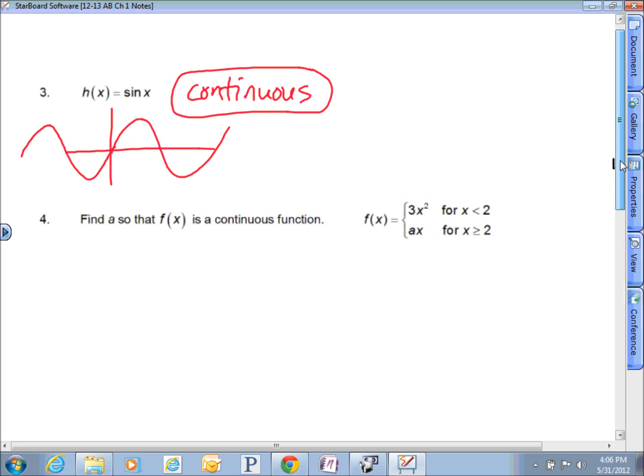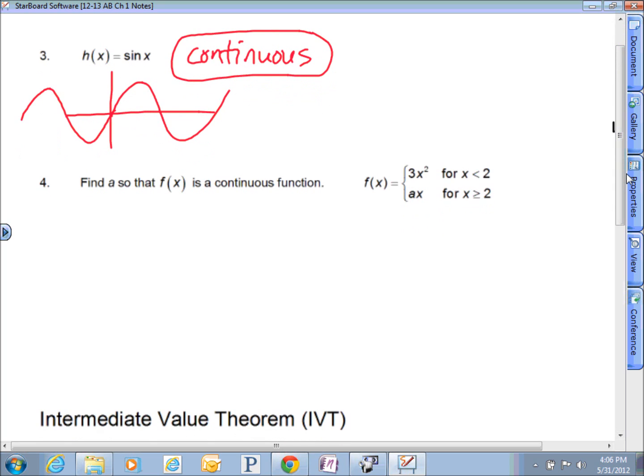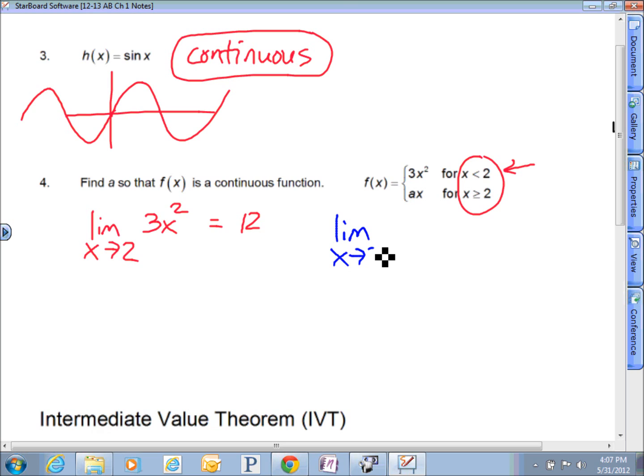And then this last one, find a so that this f of x is a continuous function. Well, what's it going to take to make a continuous function? Long story short, this function is splitting at x equals 2. So we need to make sure that the limit as x approaches 2 from the left-hand side, which would be the top example, so we'd use 3x squared. Well, if I did that limit, I could do direct substitution. 3 times 4 would give me a 12. If I then check the limit as x approaches 2 from the right-hand side, which would be that bottom equation because the x's are bigger than 2, then I do the limit as x approaches 2 of ax, and that would give me 2a.